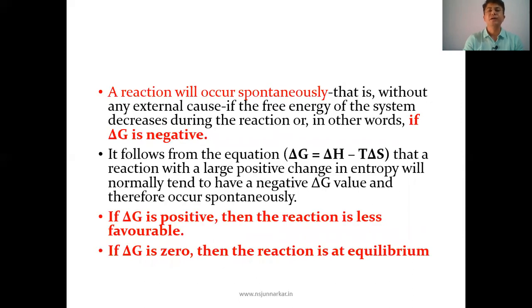A reaction will occur spontaneously if delta G is negative. That is, without any external cause, if the free energy of the system decreases during the reaction, then the reaction will occur spontaneously. It follows from the equation delta G is equal to delta H minus T delta S that a reaction with a large positive change in entropy will normally tend to have a negative delta G value and therefore occurs spontaneously. If delta G is positive, then the reaction is less favorable, and if delta G is 0, then the reaction is at equilibrium.